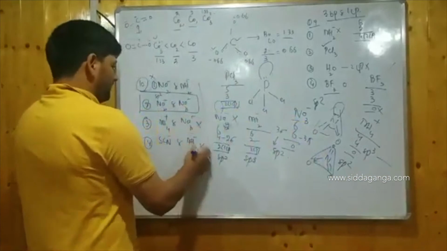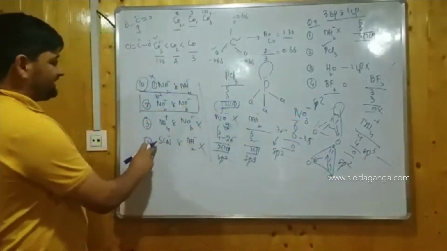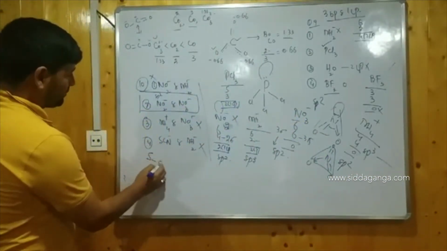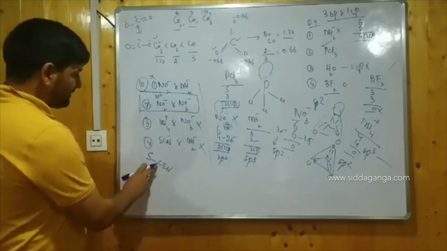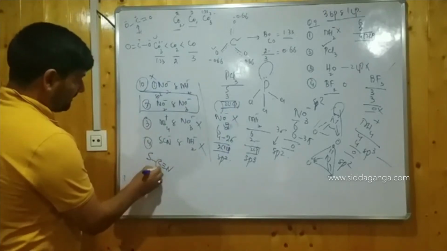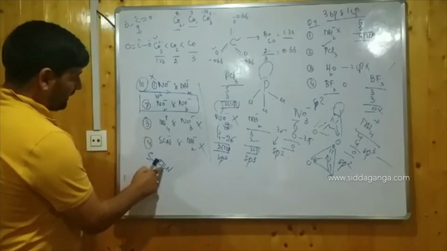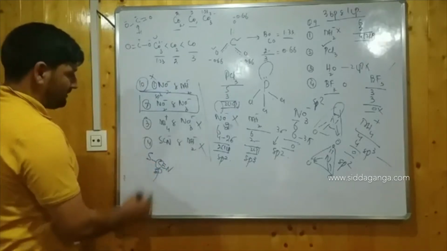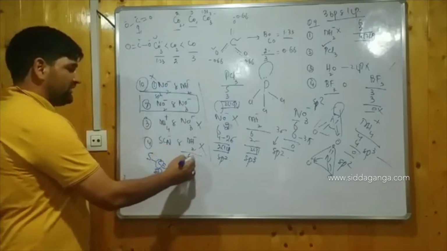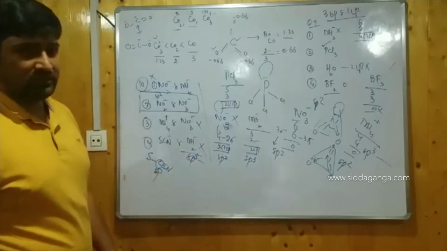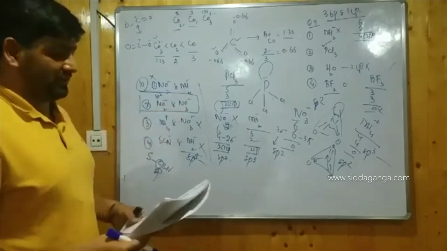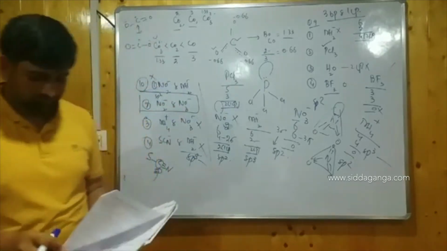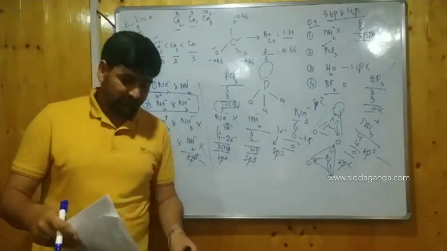This will be wrong. This obviously is wrong as well, because SCN minus has sulfur bonded to carbon, triple bonded to nitrogen. Central atom is carbon. So carbon is under what hybridization? sp only. And NH2 minus we have proved is sp3. So what's the correct option for us, children? NO2 minus and NO3 minus respectively. Very good. Move to the next question.